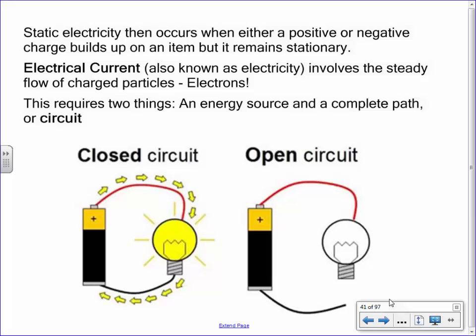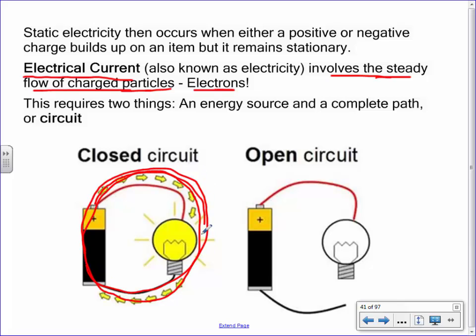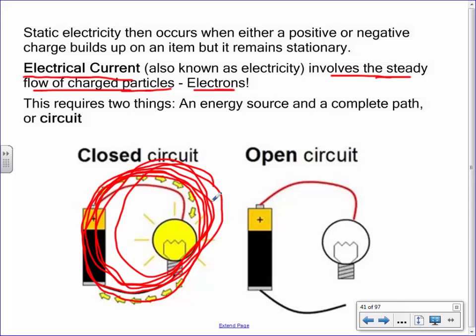For it to be true electrical current, it actually has to flow in a pathway. And that's what I have as this definition right here. Electricity, electrical current, involves the steady flow of charged particles, electrons. If electrons are constantly moving, you have electricity. Here's a picture. Imagine that you want to have a light bulb get lit up by a battery. If the electrons can constantly go in a path around and around and just keep going in a loop, we call that a circuit, a complete path.